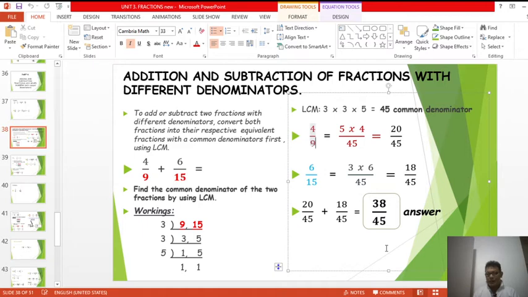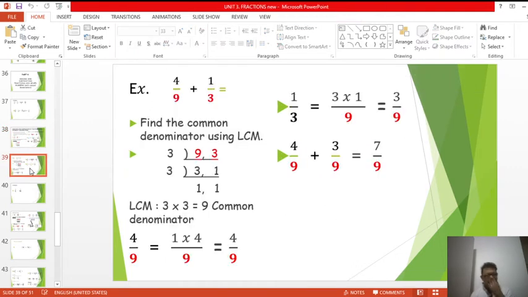So I hope that you understand this part. I'll give you another example here. How about this example? Again, this is all about addition. We have 4 over 9 plus 1 over 3. It looks easy, but it's okay. It's just an example. So here, what you're going to do is to find the common denominator again using LCM.